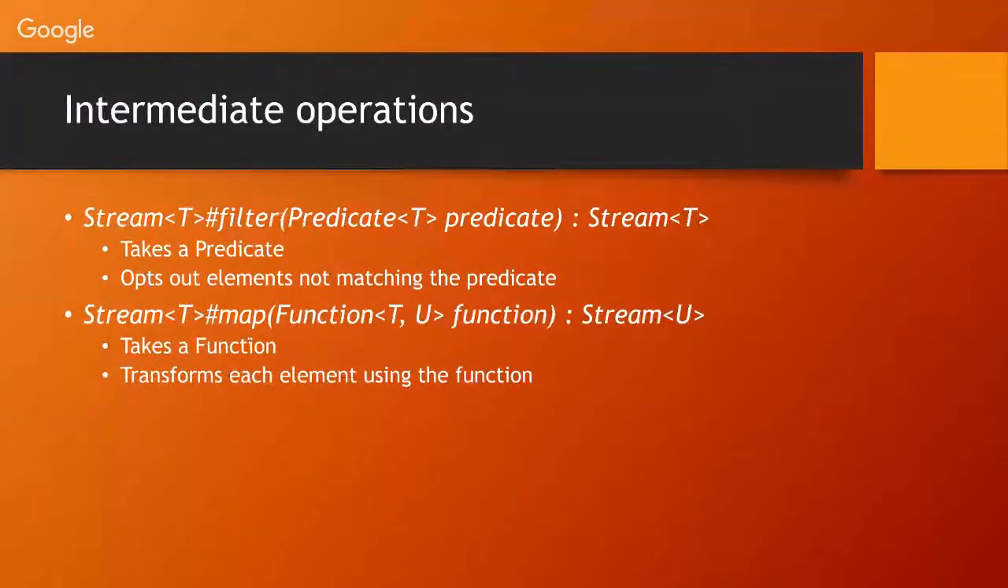So that's it for the map method, which can take any function. So if I wanted to extract the ages of the people, I could have done that too.